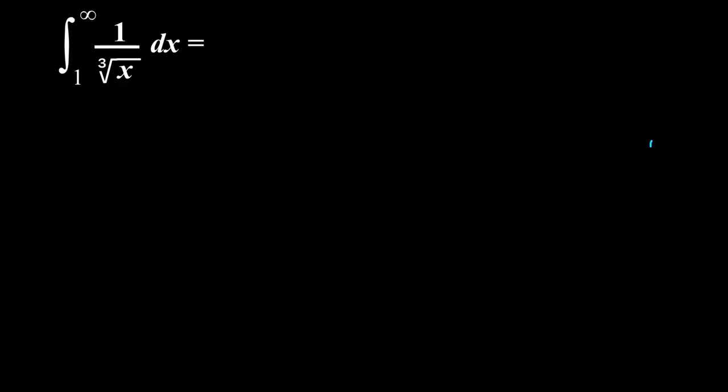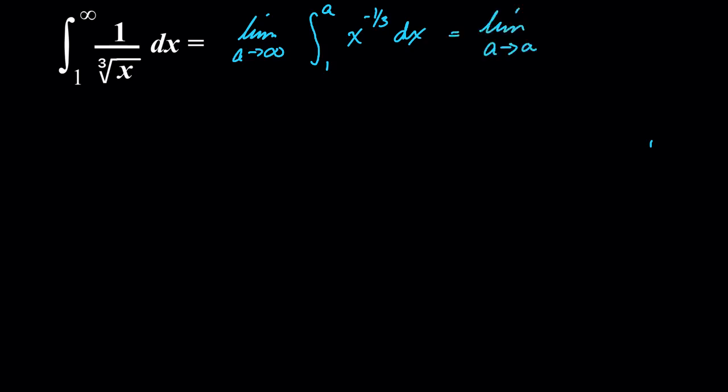All right, so let's look at this problem here and write this out as the limit as a approaches infinity of the integral from 1 to a, and we're going to rewrite this as x to the negative 1/3 power dx, and the antiderivative will be x raised to the 2/3 over 2/3 evaluated between 1 and a.